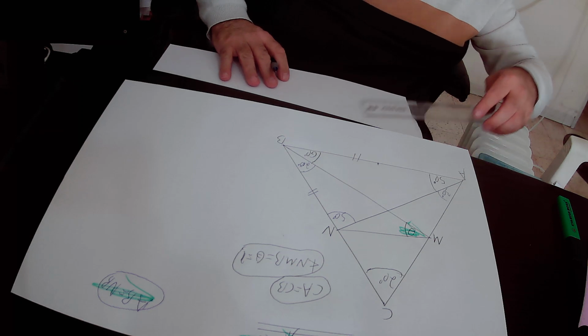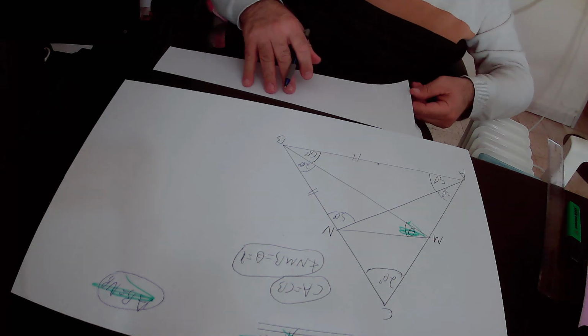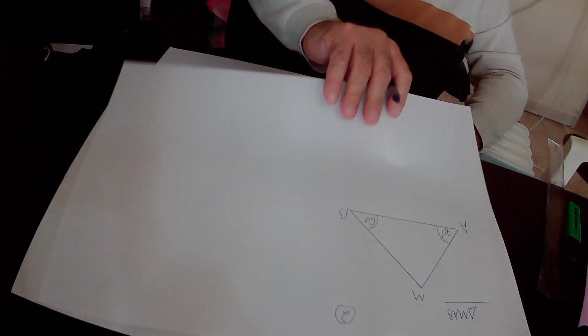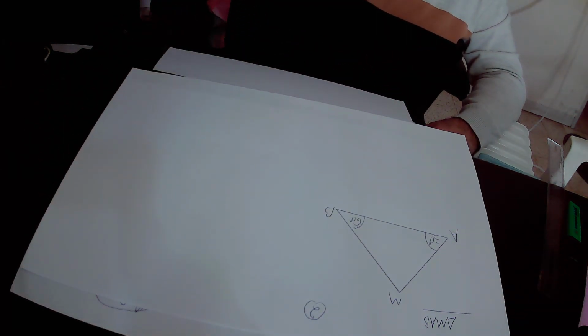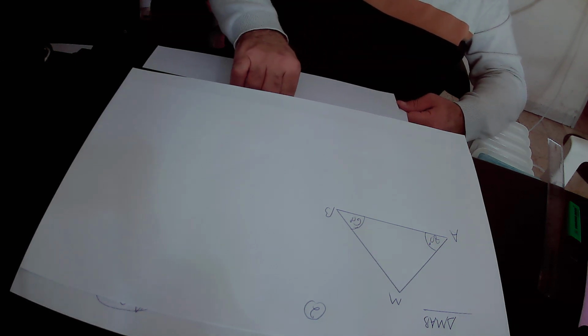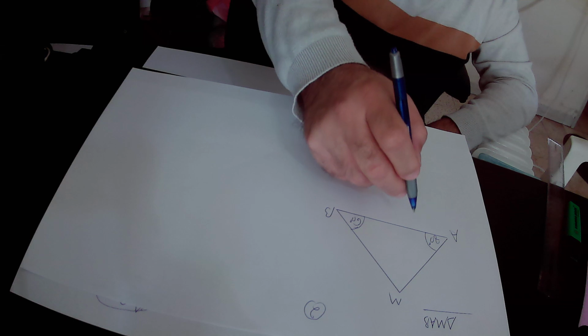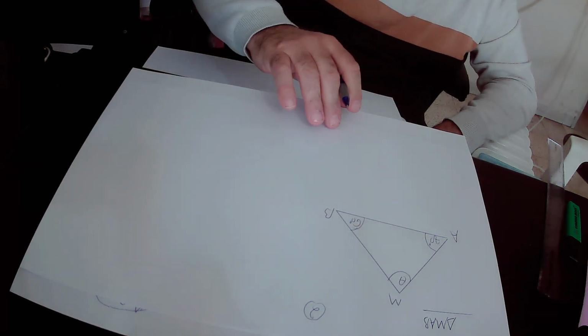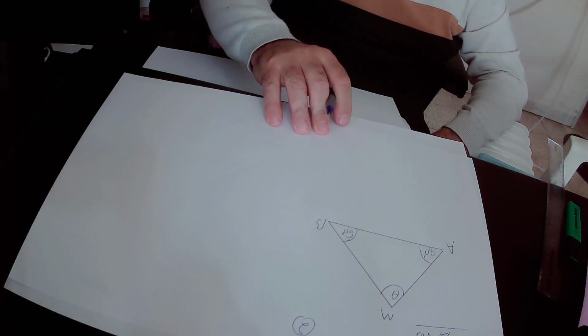So actually, this is triangle A and B that are covered from the original drawing. We define the missing angle here as theta. In triangle A and B, the sum of the angles must be equal to 180 degrees.